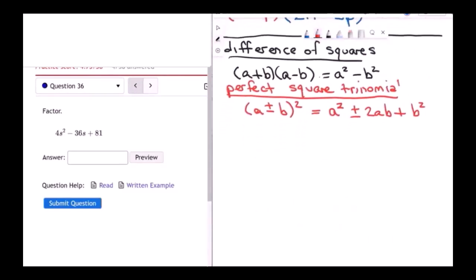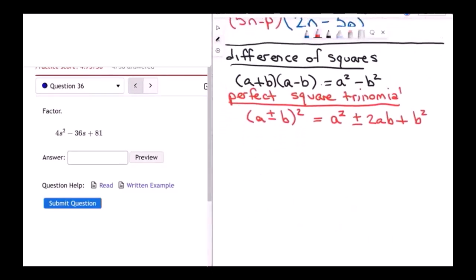The reason I'm bringing this up is because this problem right here, when I multiply a times c, I get 324. That's a lot of factors. There is a little trick to this. If I see really big numbers like this, I'm clued into something. First, I look at the outer parts. This is really the same as 2s quantity squared, and this is really the same as 9 squared.